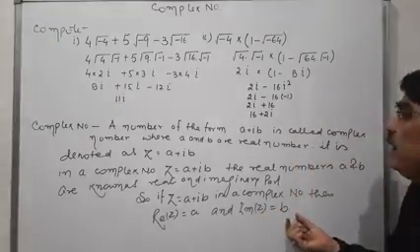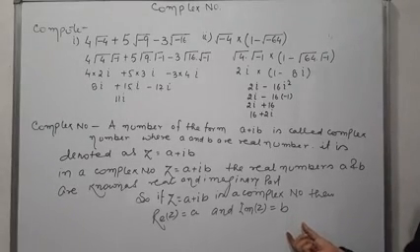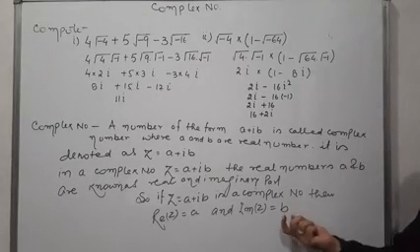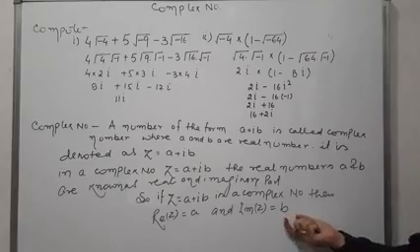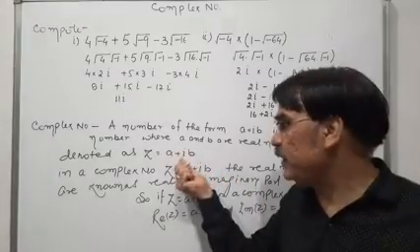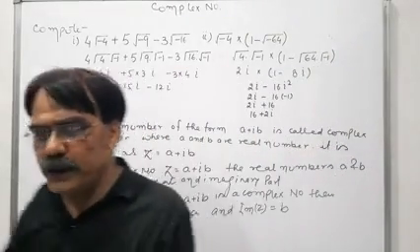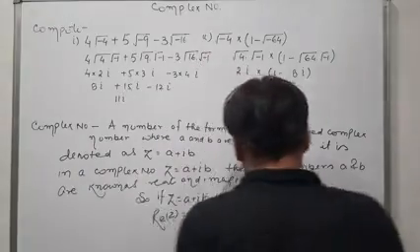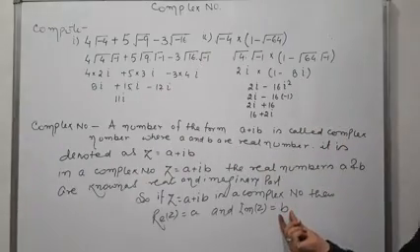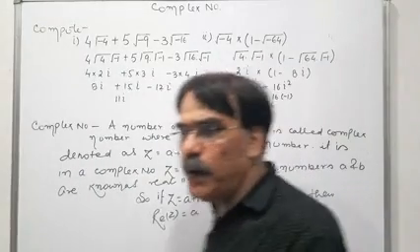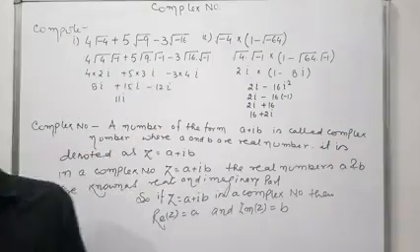Now b itself is a real number, so why is it called the imaginary part? Because it is multiplied by i, real into imaginary gives imaginary. So this number is called the imaginary part of the complex number.